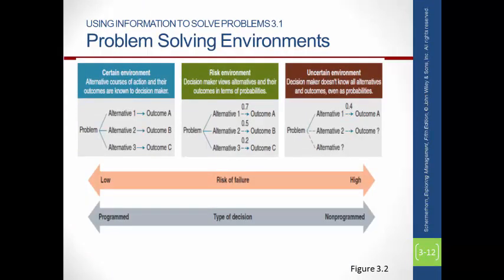From a visual standpoint, you can see these problem-solving environments. You have problems, alternatives, and outcomes in a certain environment. Whereas in a risk environment, problems, alternatives, and outcomes with some probabilities, again, more limited information. Whereas in an uncertain environment, we have some question marks. We just simply don't know.